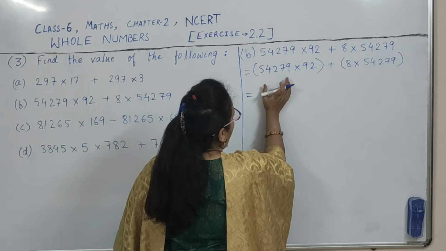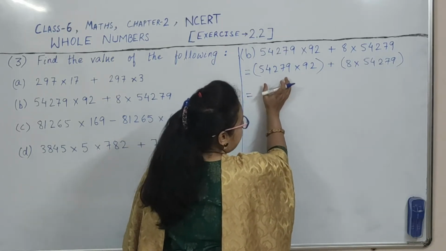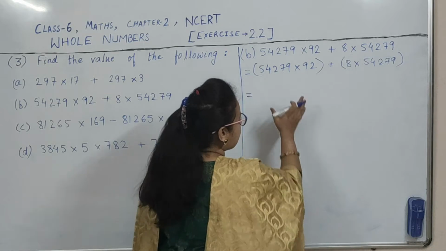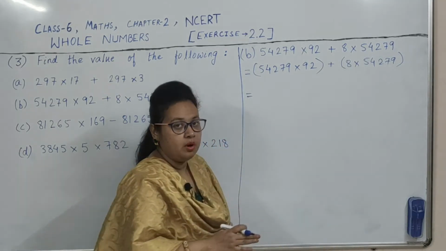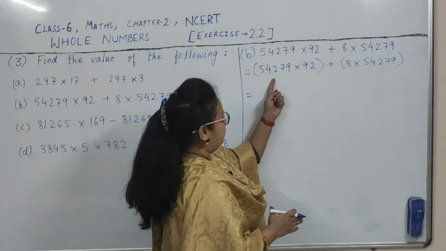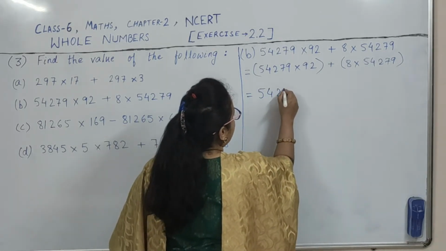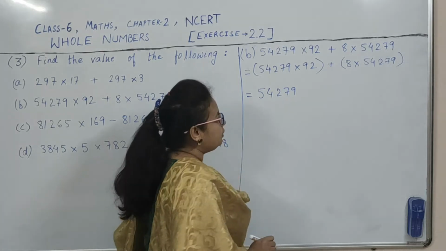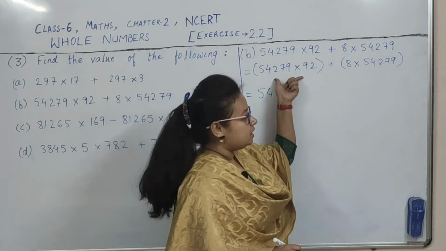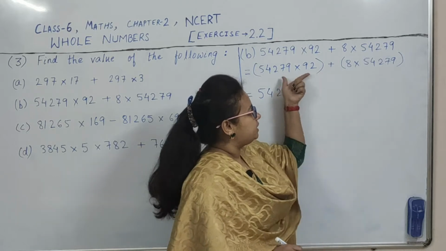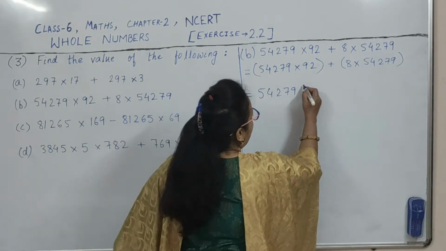So see, what is common in both the terms? 54279, this is common in both the terms, term 1 and term 2. So we will take this number out of the bracket. 54279 is taken out because this number is common for both the terms. It is present in both the terms, so it is common for both the terms. So we have taken it out.